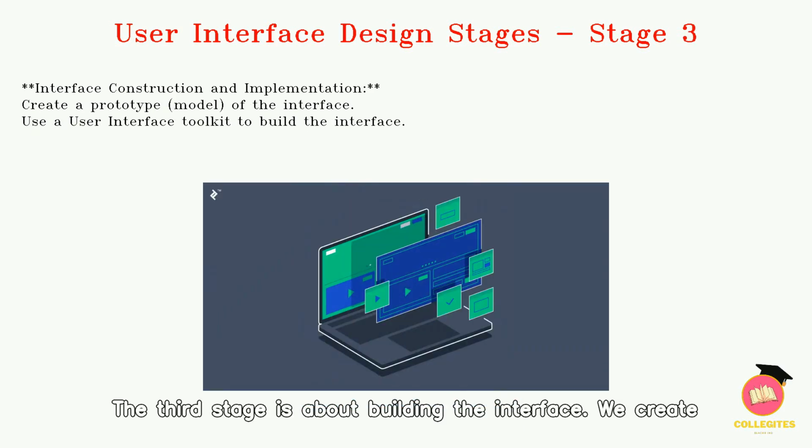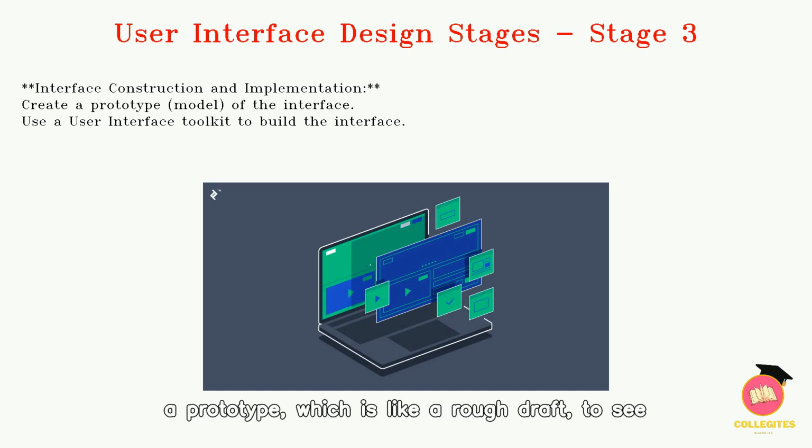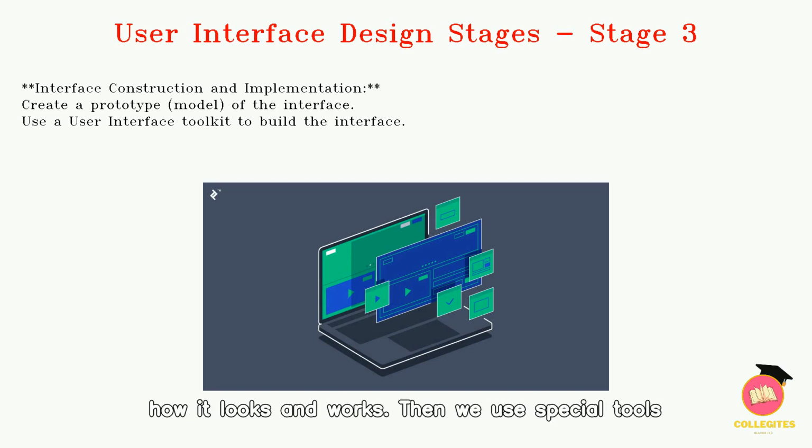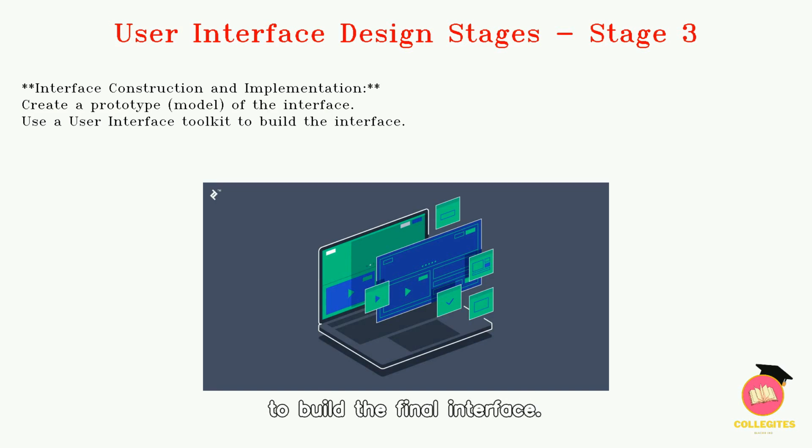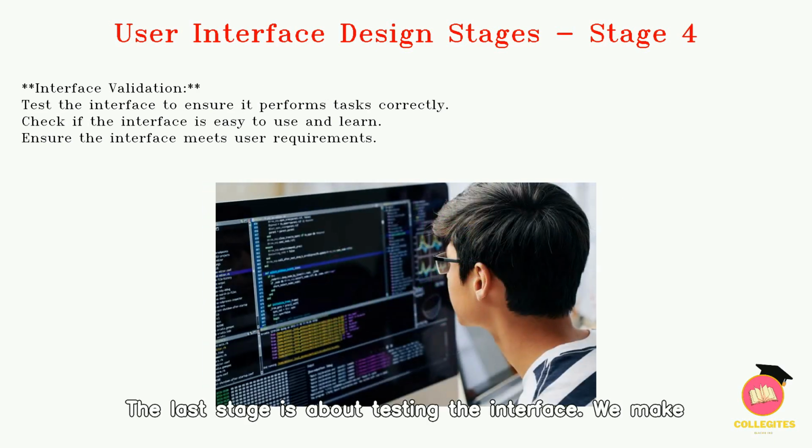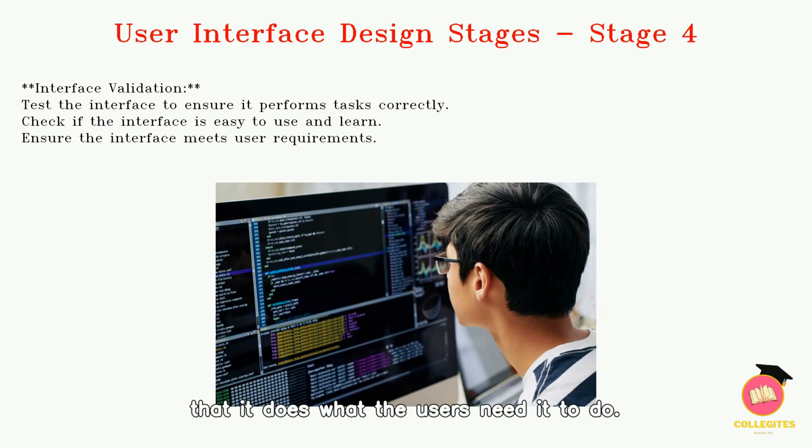The third stage is about building the interface. We create a prototype, which is like a rough draft, to see how it looks and works. Then we use special tools to build the final interface. The last stage is about testing the interface. We make sure it works properly, that it's easy to use, and that it does what the users need it to do.